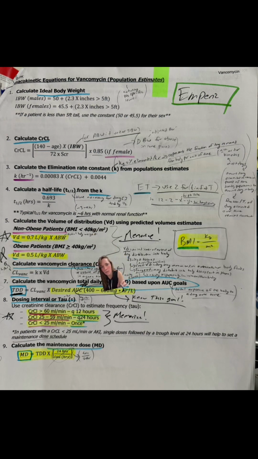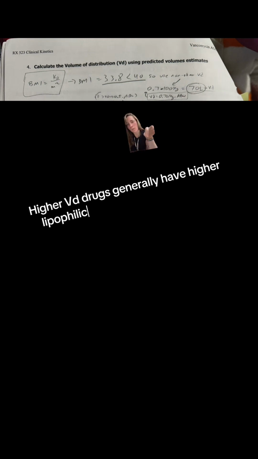Using the calculations that we learned in school, the cutoff is 40 for whether or not you're going to use 0.7 or 0.5 in the volume of distribution calculation. Typo, but 33.5 is less than 40, so we're going to use 0.7. Volume of distribution equals 0.7 liters per kilogram times actual body weight. And you get 70 for the volume of distribution. Remember, volume of distribution is an indicator of the extent of drug distribution into body fluids and tissues.